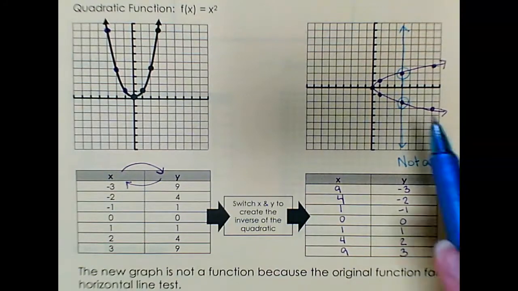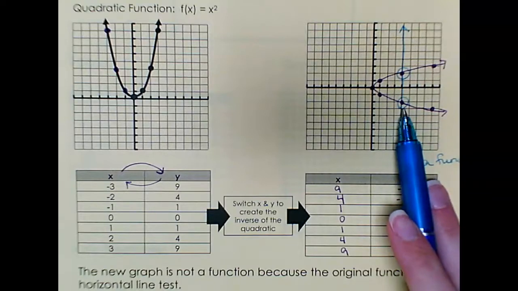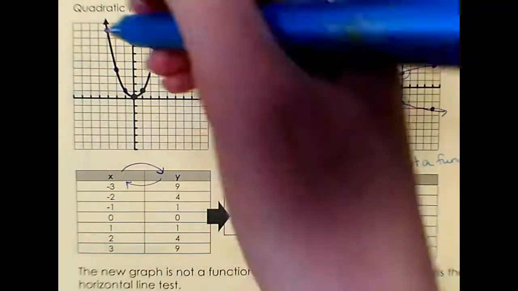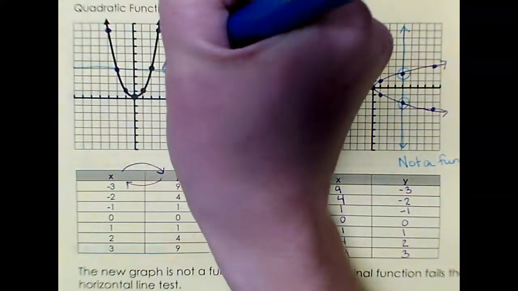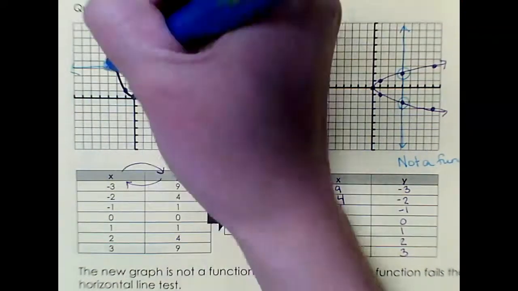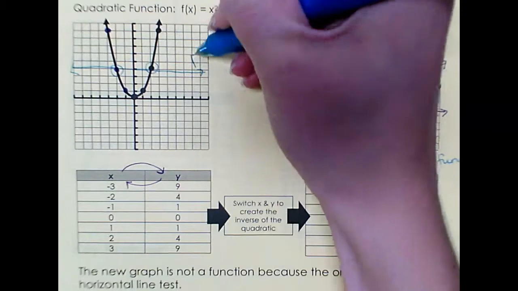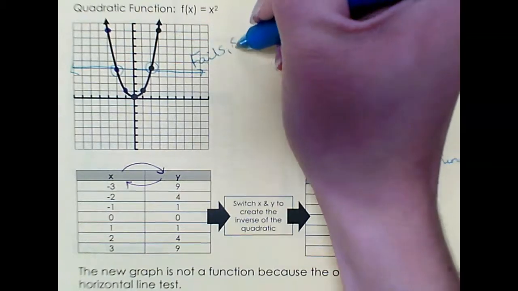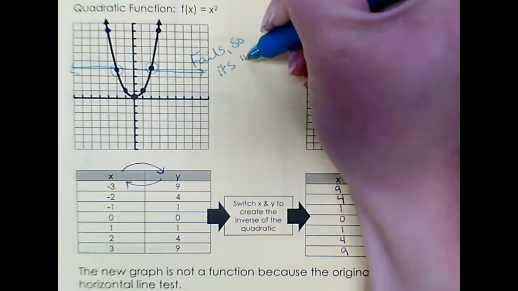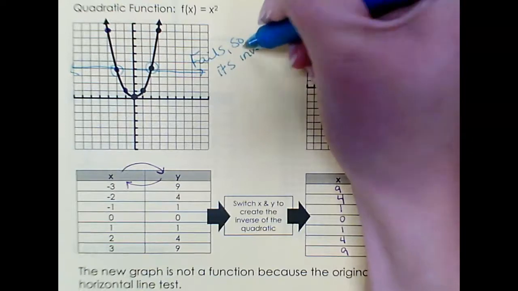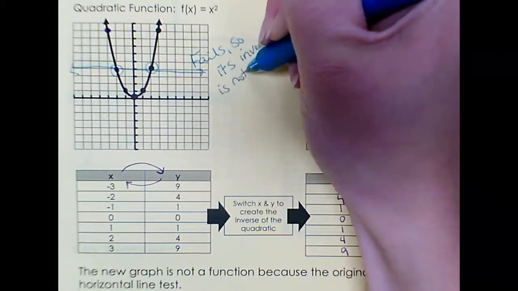Not only does this fail the vertical line test, but we could easily check to see if the inverse were going to fail the vertical line test by seeing if the original function passes or fails the horizontal line test. So notice that it fails. So its inverse is not a function.